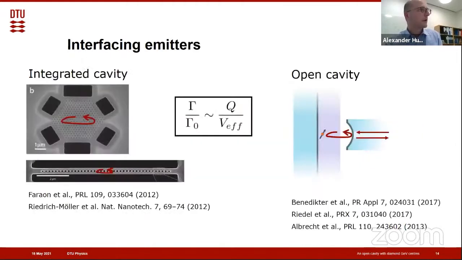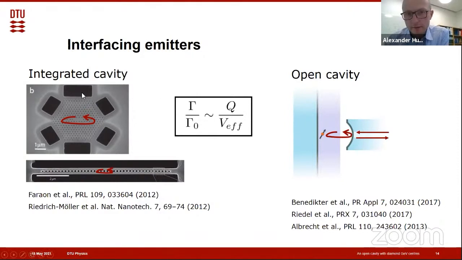For interfacing an emitter with a cavity in the solid state, there are two different ways this can be achieved. One of them is an integrated cavity. The other one is an open cavity. In the case of the integrated cavity, I take my solid state matrix, I localize where the emitter is, and then I build a cavity just around this single emitter. So what I obtain in the end is a single emitter with a single cavity, one system, one realization.